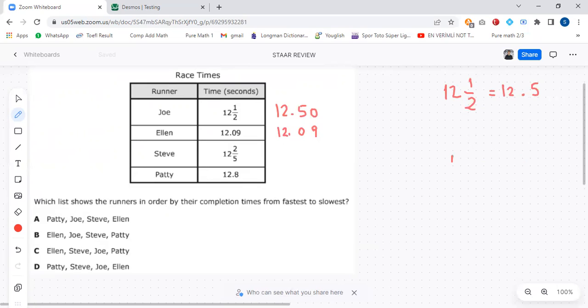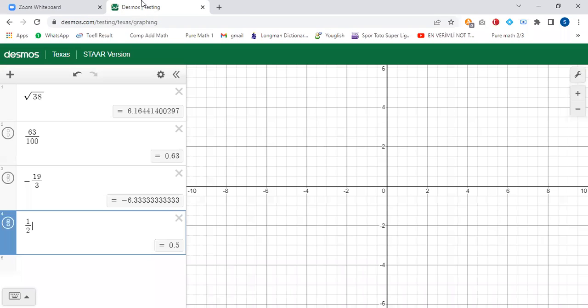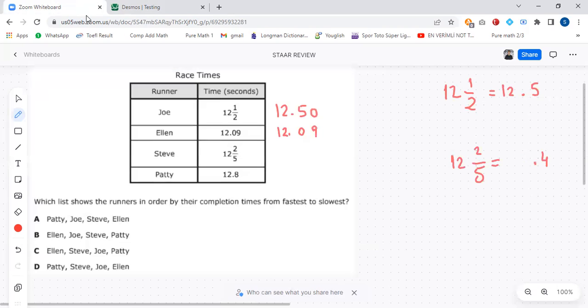Okay, so 12 and 2/5. 2/5 is 0.4. You can just use your calculator for this. 2 divided by 5 is 0.4. If that's 0.4, then 12 and 2/5 is going to be 12.4. So that's going to be 12.4. And this is 12.80. It's already a decimal.